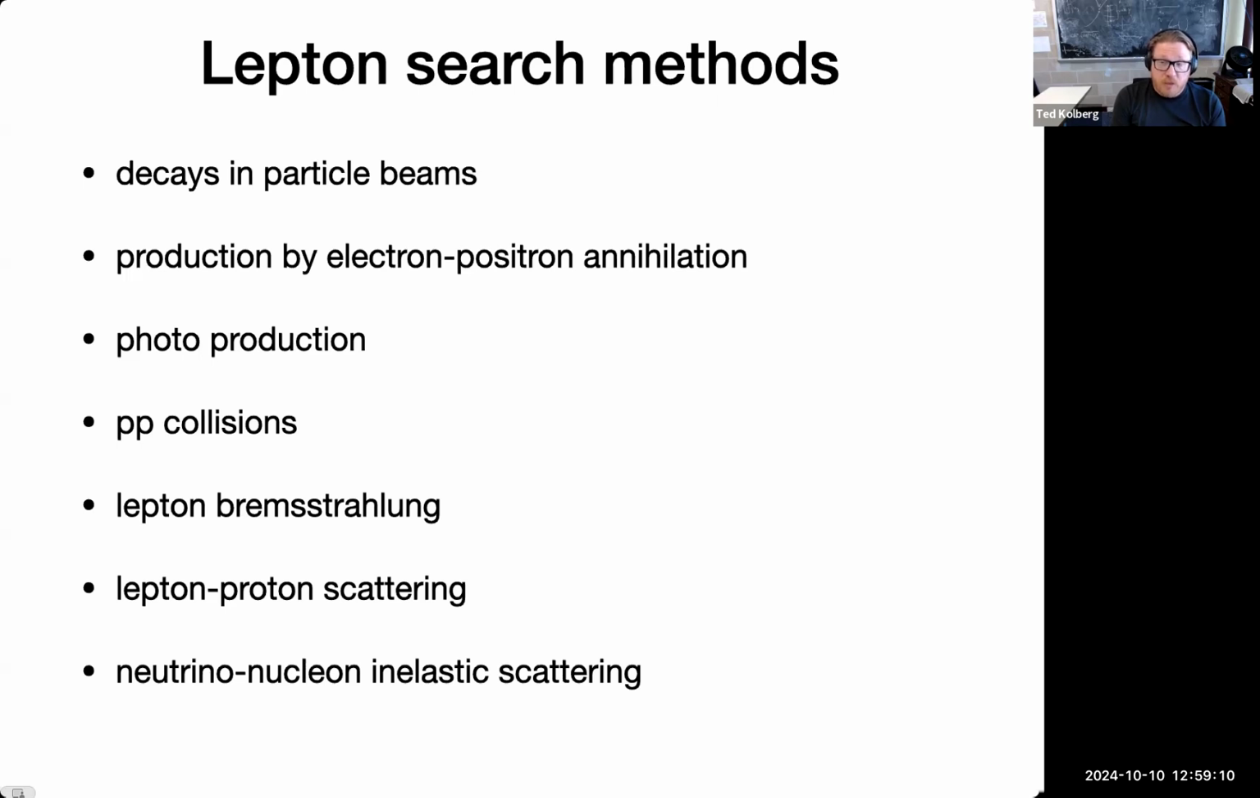You might try building a proton-proton collider. People will do this pretty soon, and we'll talk more in the next few lectures about what things are discovered once they start doing that. You might also do experiments like lepton-proton scattering, lepton bremsstrahlung, or neutrino-nucleon inelastic scattering. Depending on exactly what the nature of this new heavy lepton is would determine which of these search strategies are most likely to work. And the available technology determines which of them is the most attractive. So of these methods, the one that is probably the most general is production by electron-positron annihilation.